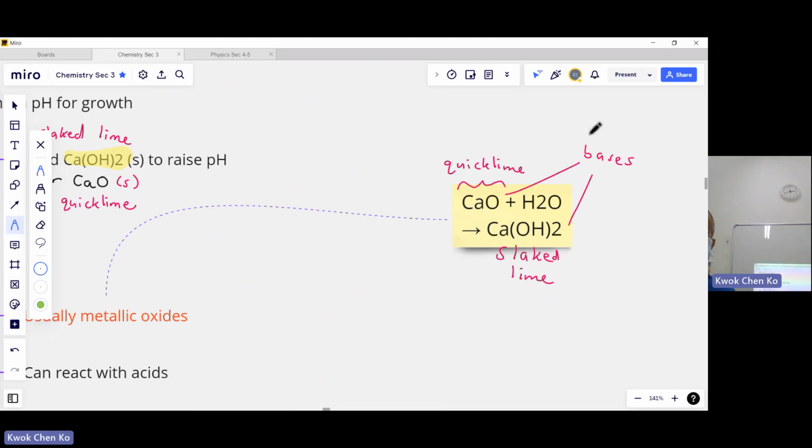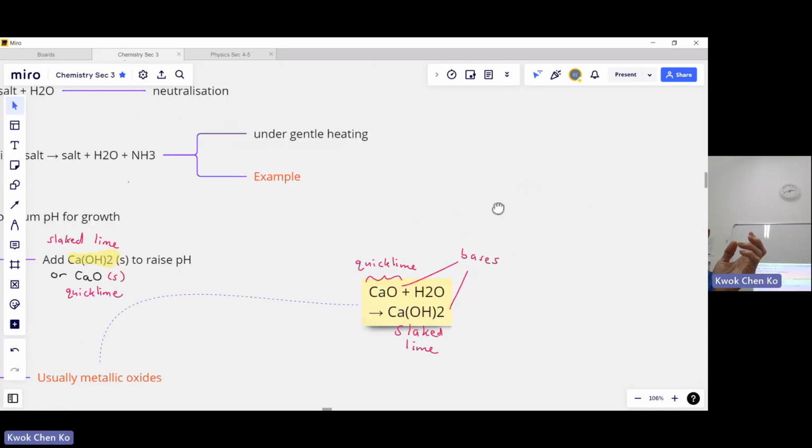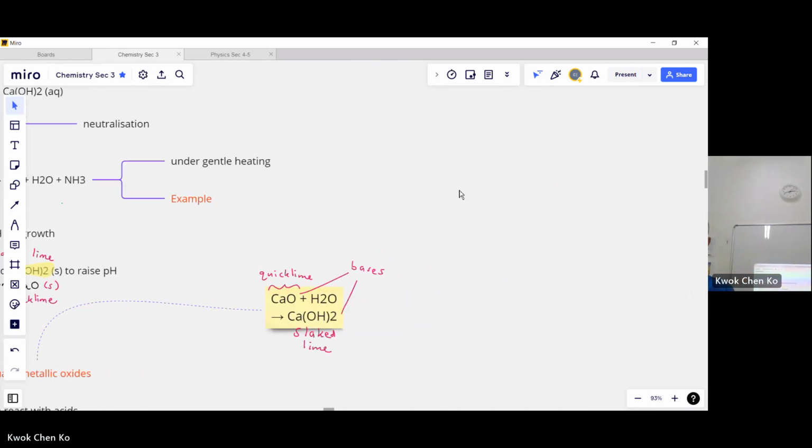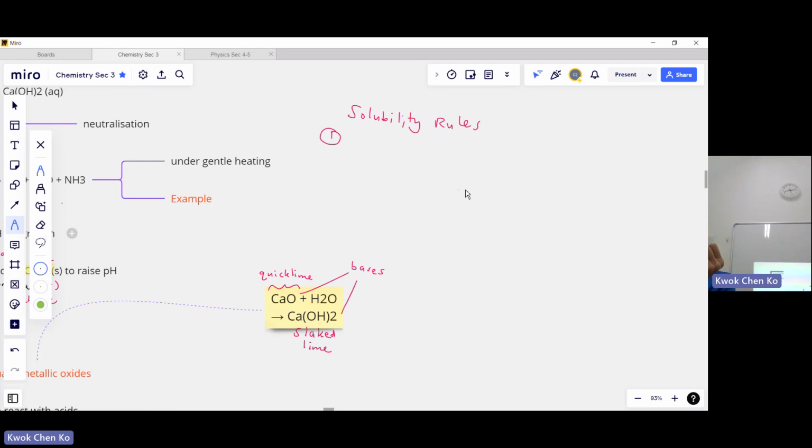Okay, now, one last thing before I let you do the worksheet. Let's quickly go through solubility rules. Charlotte, do you remember your solubility rules? What is soluble and what is not? Okay, not much time left, better remember. Alicia, tell me one.